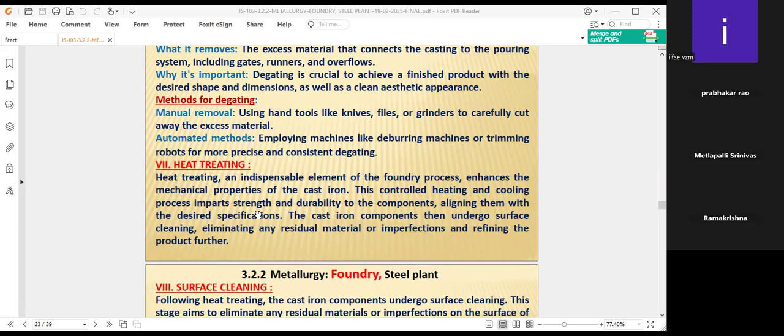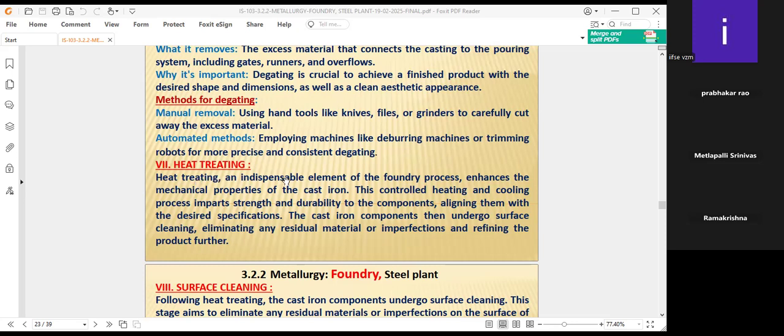Then heat treating. After taking the shape or mold shape out from the casting, a light heating is given to remove the boundary process having some pores or air gaps. Even after degassing, some desired specifications may not come. That's why heat treating is one of the best procedures to give before surface cleaning also.